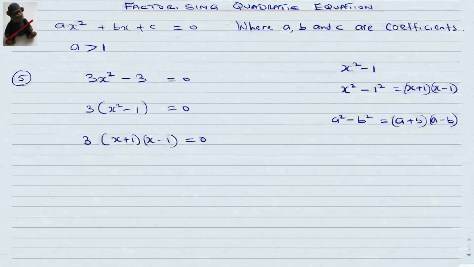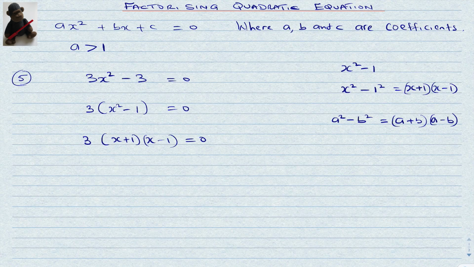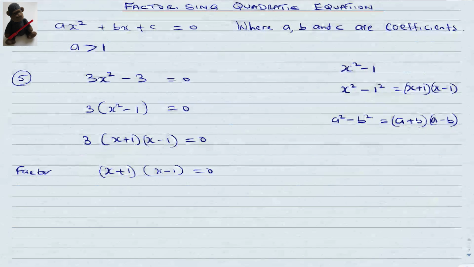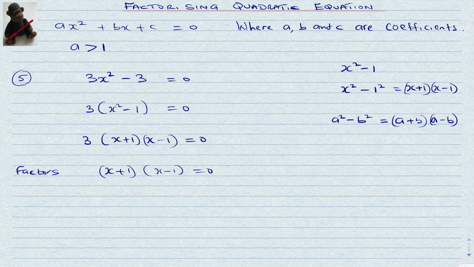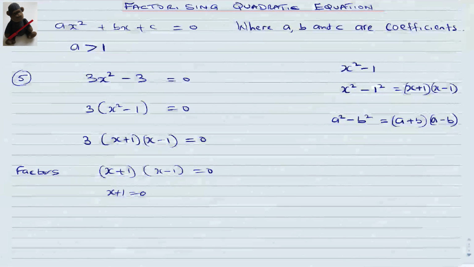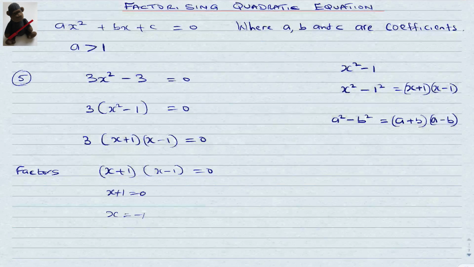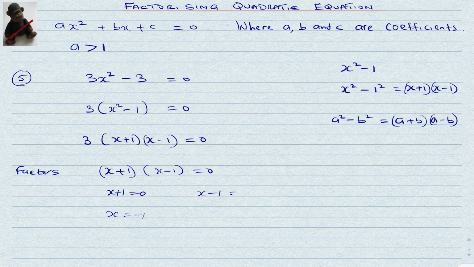Now we need to set these factors to 0. Divide both sides by 3, so that 3 will disappear, because 0 divided by 3 is 0. So we get x plus 1 and x minus 1 equal to 0. These are our factors. Now to get a root, we need to set each factor to 0. So x plus 1 equal to 0, x equals minus 1, and x minus 1 equal to 0, x equals 1.